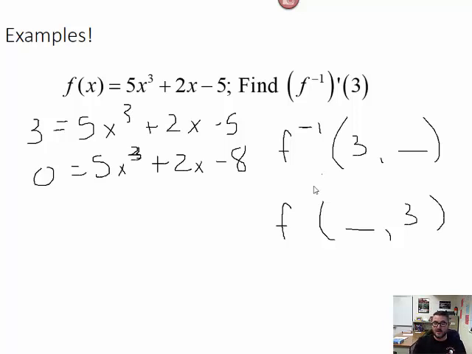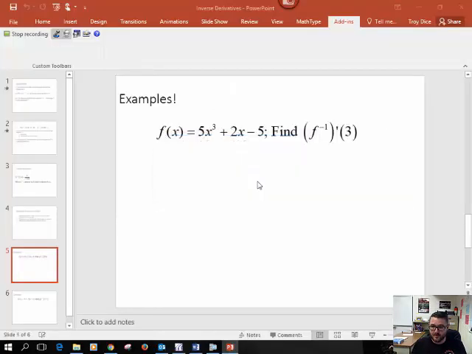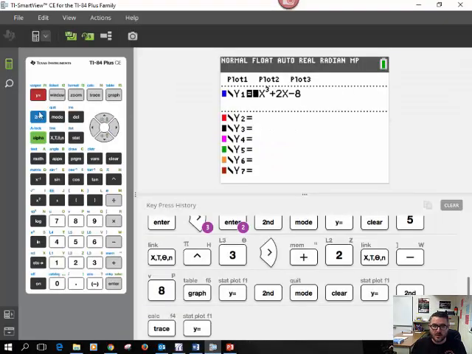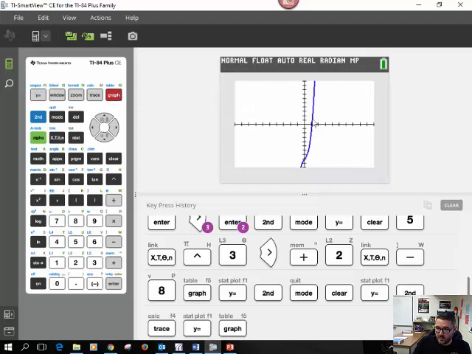What we can do is take this and run it through our calculator. So I'm going to graph this new function I get. I'm going to go to our graphing calculator, and it's right here for y, 5x cubed plus 2x minus 8, and graph it. What you want to do is find that x-intercept, and that's your value. So let's find that zero.